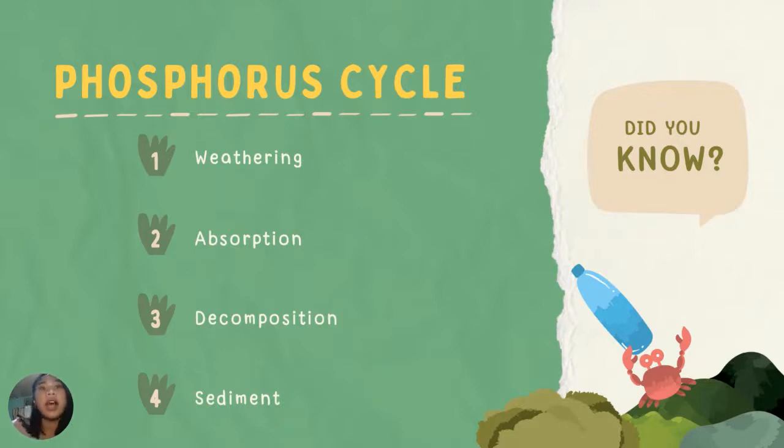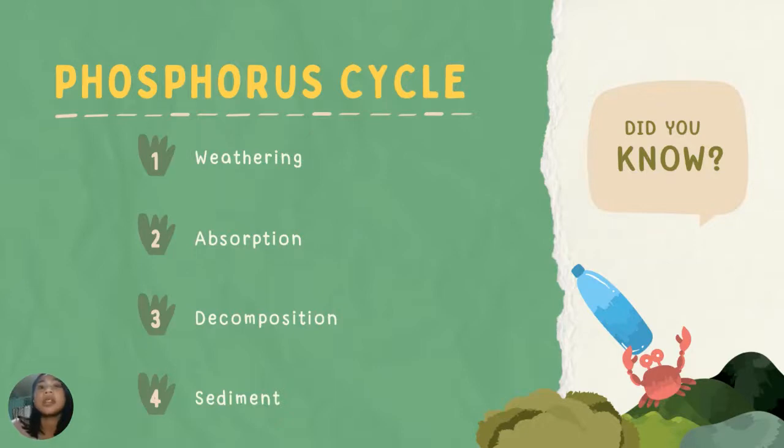And the third is decomposition. Animals excrete waste, hence the decomposers are able to use the phosphorus in the waste material. Likewise, when the plants and animals die, the bacteria convert the organic phosphorus into inorganic phosphorus, and this process is called mineralization.